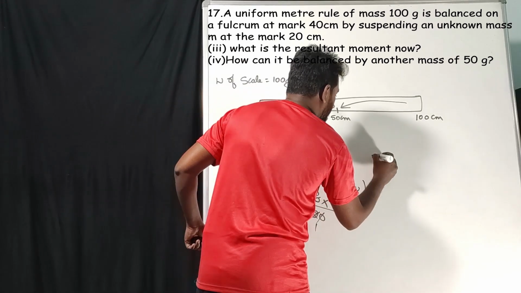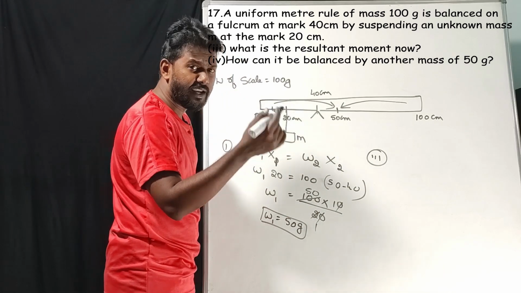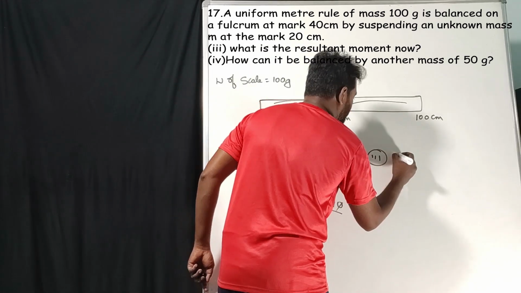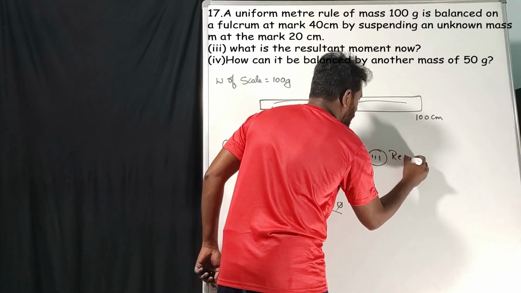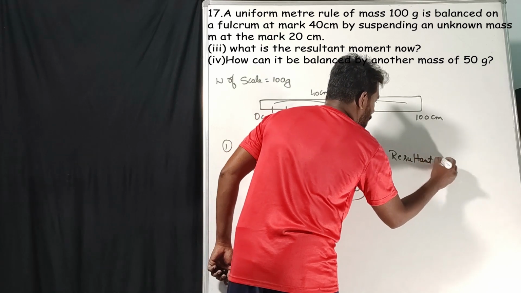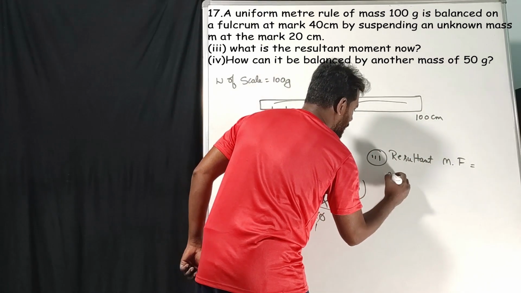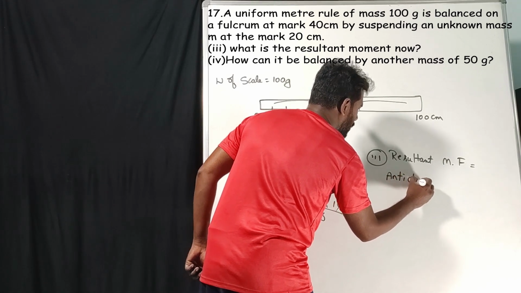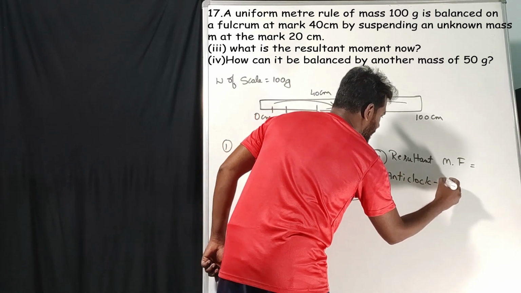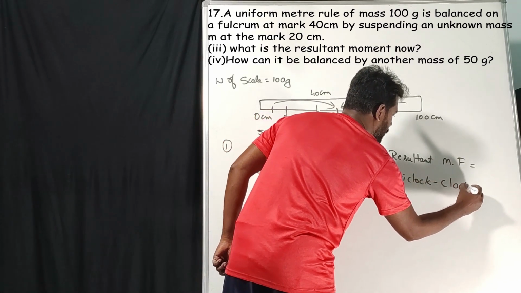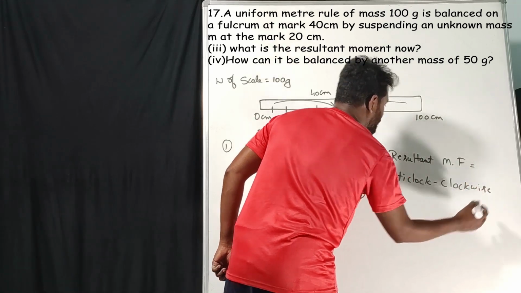Third question, resultant moment. Resultant moment of force will be equal to anti-clockwise minus clockwise.